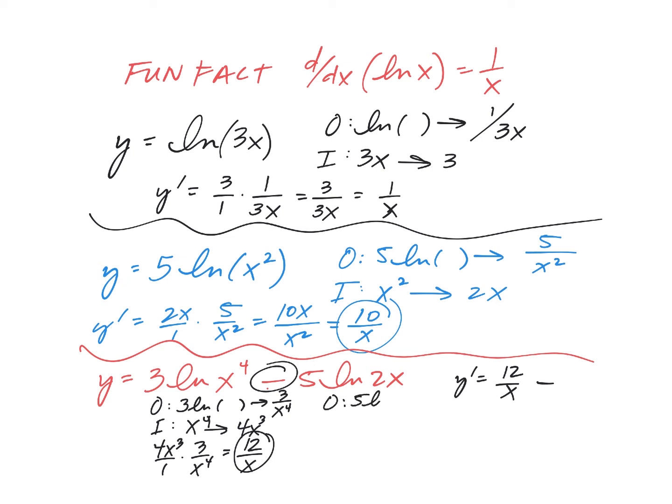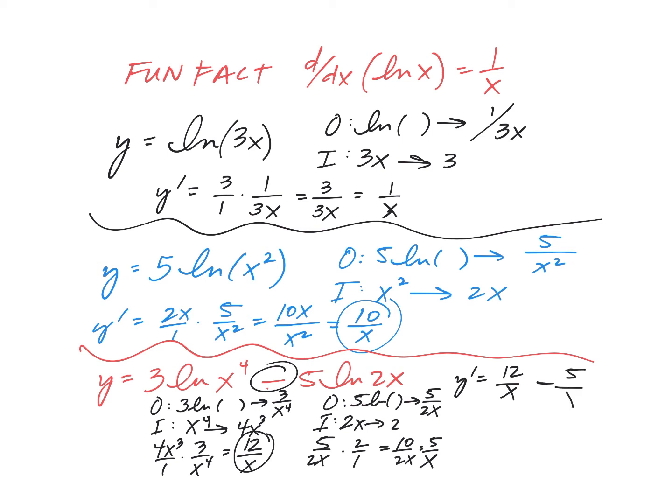5 natural log 2x, another chain rule. 5 natural log, the derivative of which is 5 over that original value. The derivative of 2x being 2. So I take 5 over x times 2 over 1, which would give me 5 over 2x times 2 over 1, which would be 10 over 2x and would simplify to 5 over x.